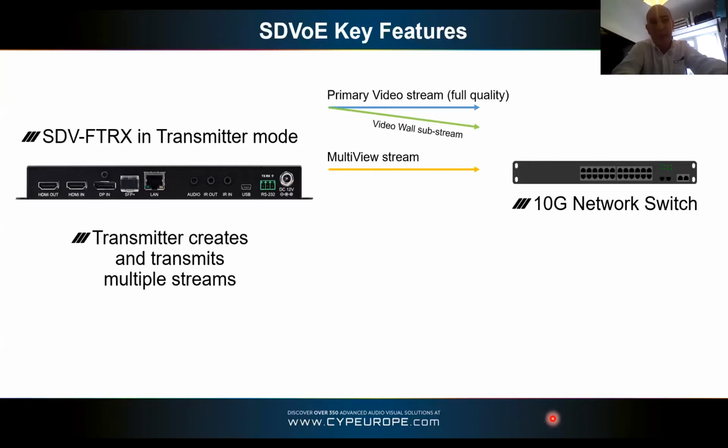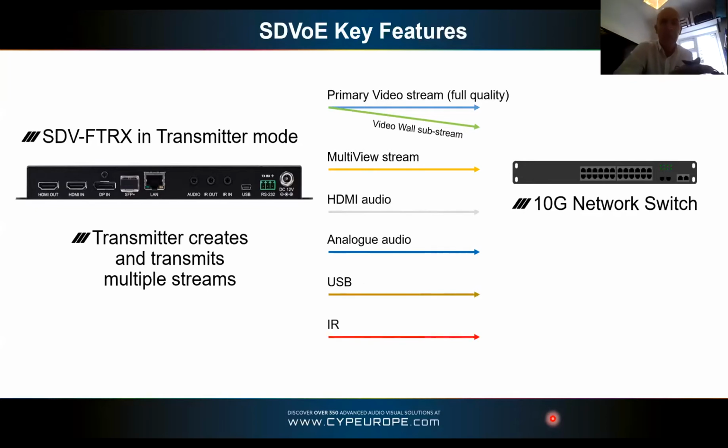Now, strictly speaking, this is actually part of the primary video stream, but it feels like another stream. What's happening when you have this video wall set up is the video wall settings engage the scaler on the RX to create the scaled image to fit the video wall environment. Further to those, you've got HDMI audio, analog audio, USB, IR, and RS-232. So you've got quite a few streams going on.